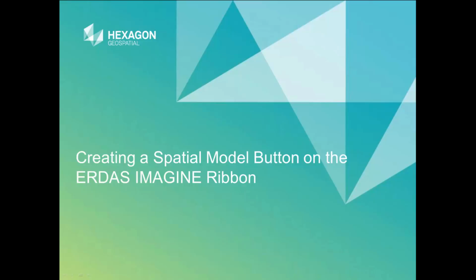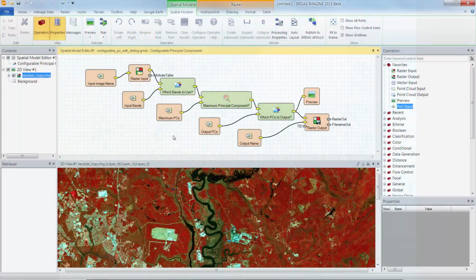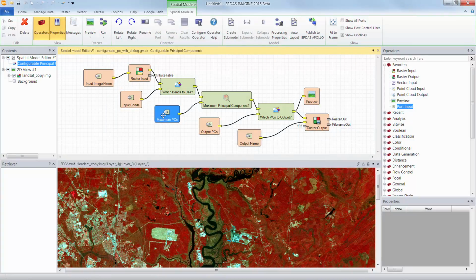Our topic, turning a spatial model into a button on the ERDAS Imagine ribbon. In this module, we'll see how to make a simple customization of the ribbon interface to add a new button associated with a spatial model. When the button is used, it will launch a dialog to provide inputs to the model and then execute it. The model in our example was previously built using port input operators to prompt for all necessary input parameters. We'll now customize the ribbon to assist in the launching process.